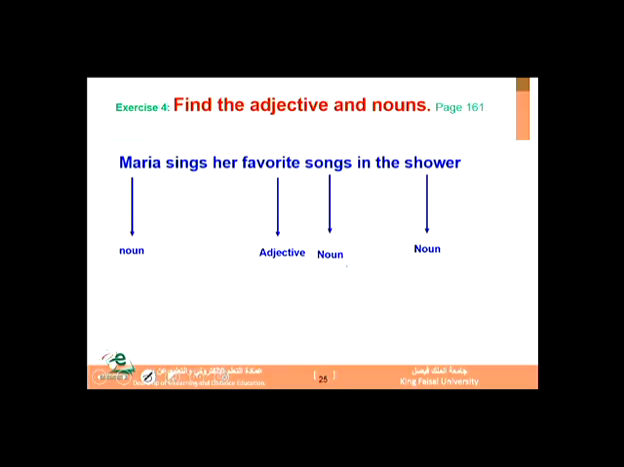Another example, Maria sings her favorite songs in the bathroom, or sorry, in the shower. So here we have favorite songs and in the shower. Now, if you look at this noun phrase, we have the noun songs, and it is preceded by an adjective, favorite. What kind of songs? Favorite songs.